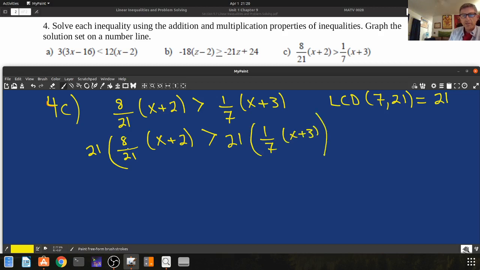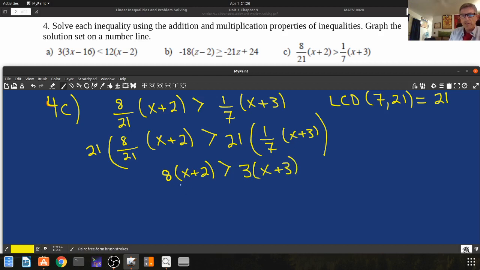So 21 times 8 divided by 21 times x plus 2 is the same as 21 divided by 21, which is 1, times 8 times x plus 2. So this is 8 times x plus 2. And that's greater than 21 times 1/7 times x plus 3, which is the same as 21 divided by 7, which is 3, times 1, which is 3, times x plus 3. So 3 times x plus 3.